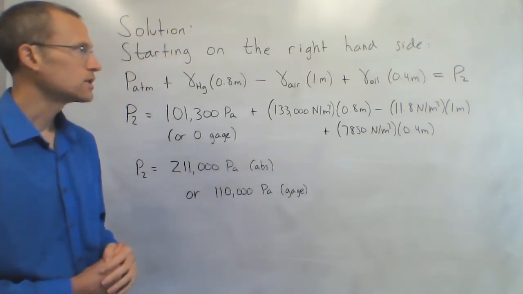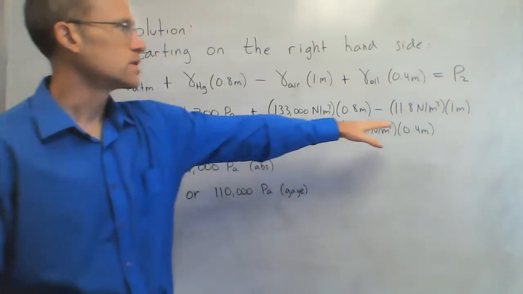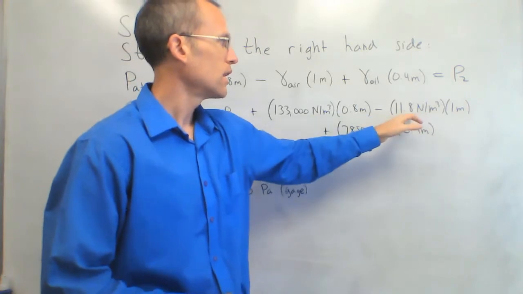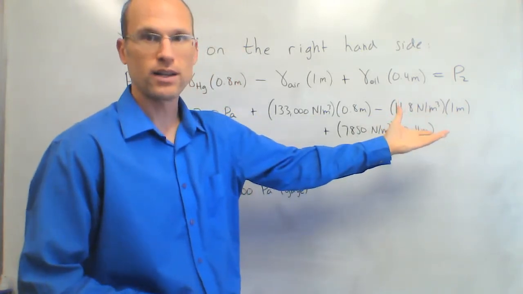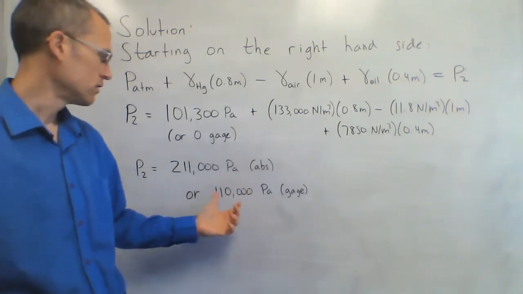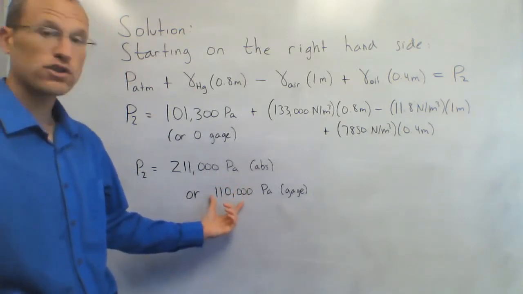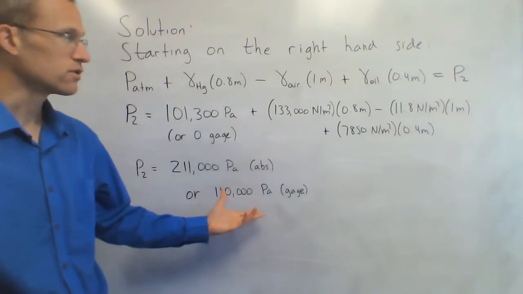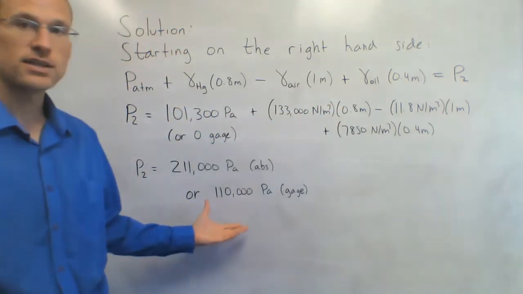And again, notice if I did not use this, air, 11.8 times 1 is just 11.8, 12 essentially. I'd have 12 less in both of those. To 3 significant figures, even 4 significant figures, it's not going to change the answer. So even if I'd left that out, I'd end up with the exact same answer.